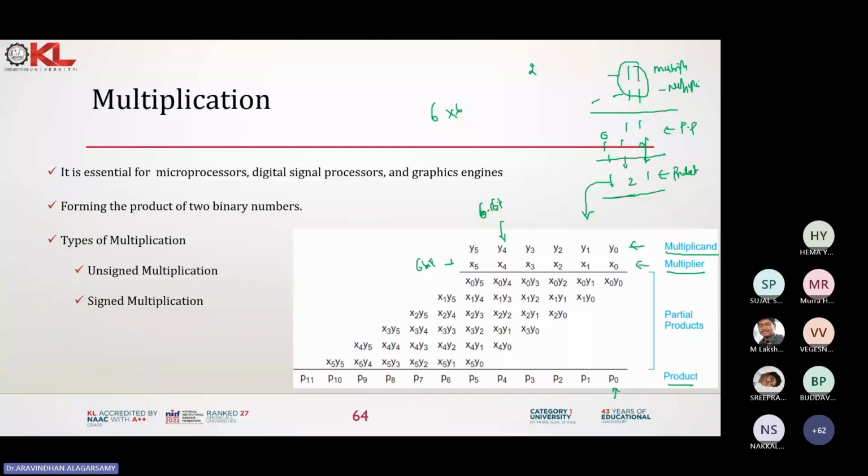Same way, when you go to 6-bit and 6-bit, how much are you going to get? We're going to get 11 as your product. That means, sorry, 12 as your product. Is that clear? Any doubt on this?